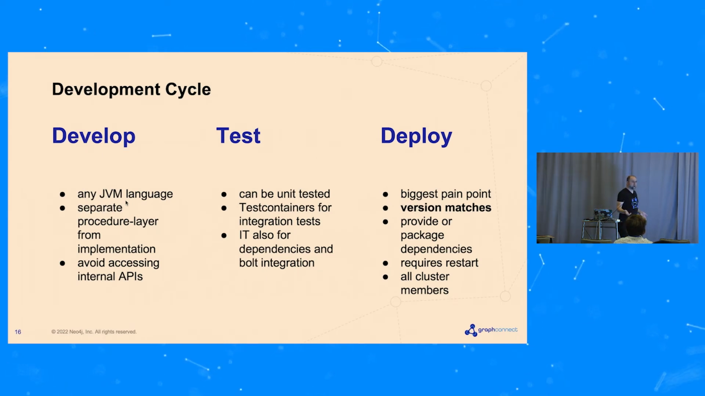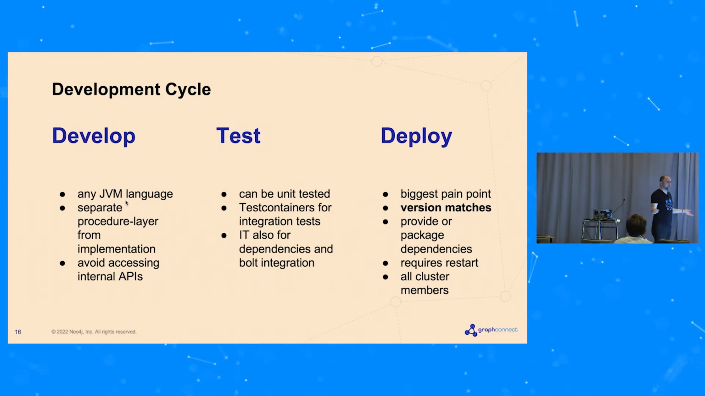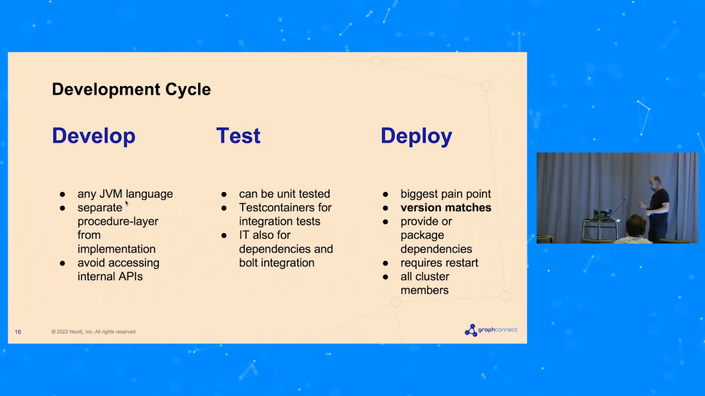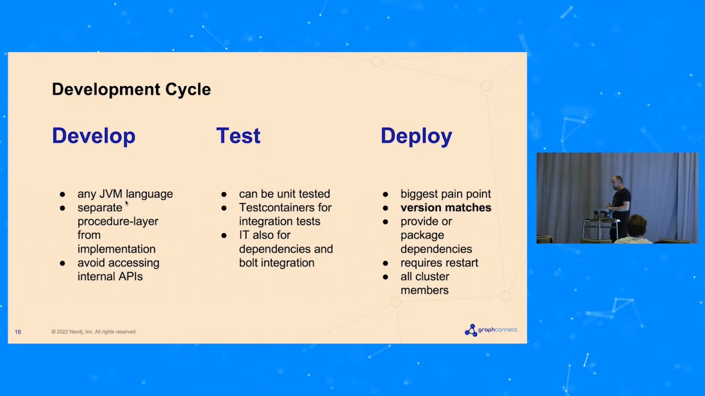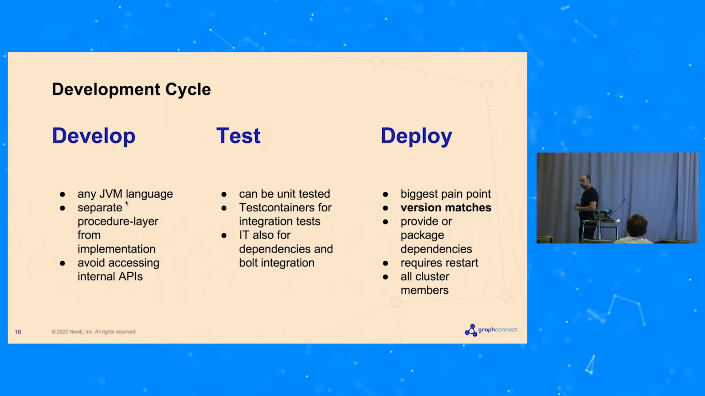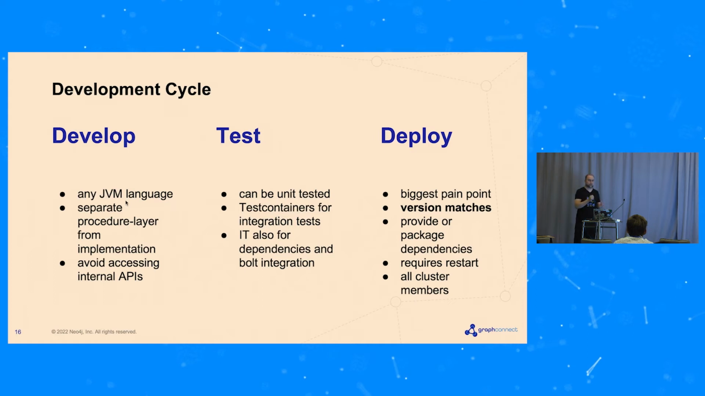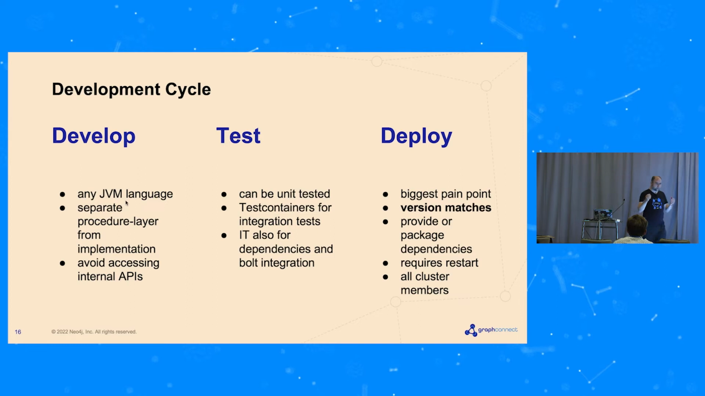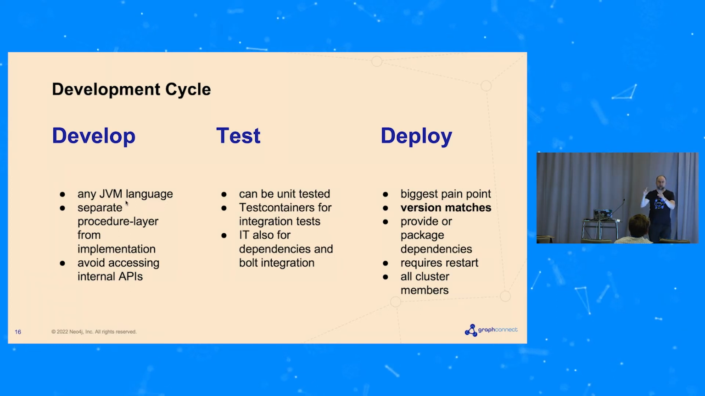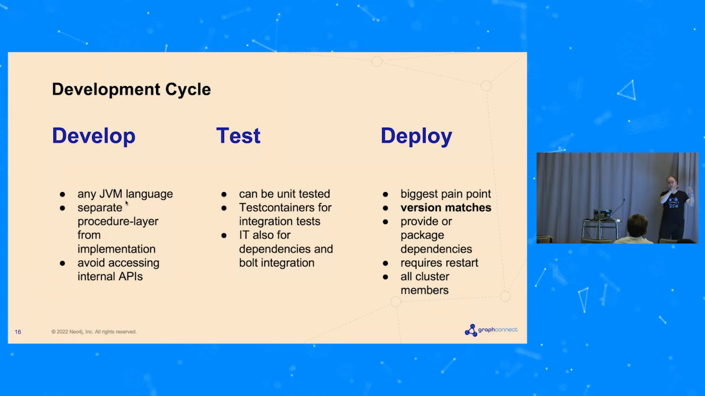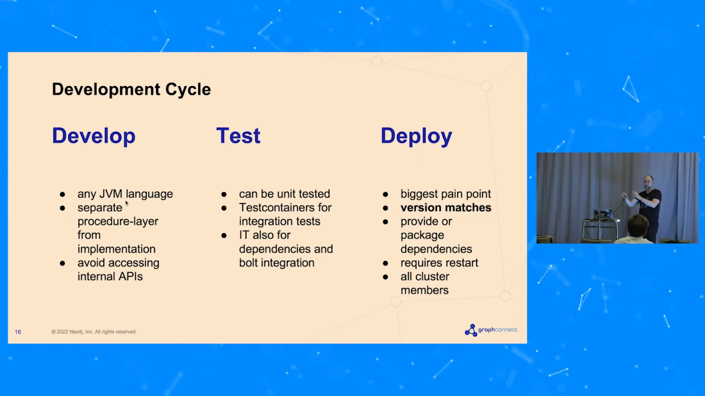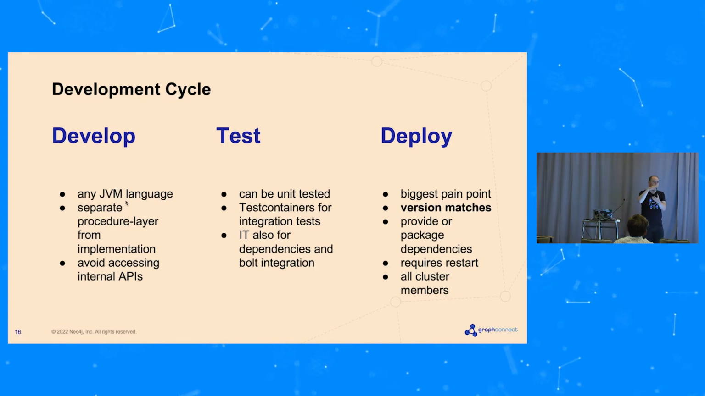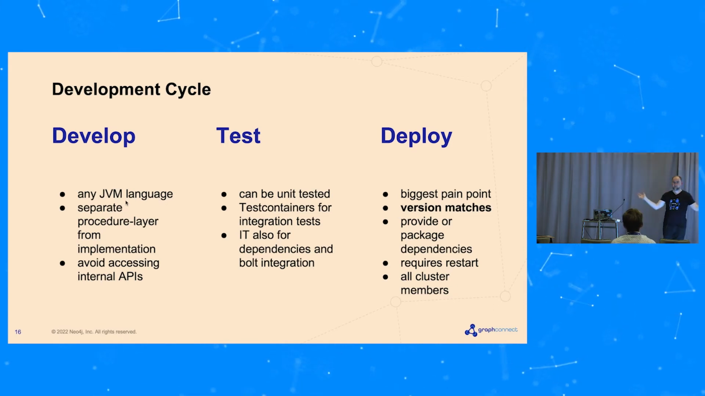And so how would you go about building something like this? You can pick any JVM language, say Java, Kotlin, Scala, Groovy, or other languages as well. In general, I recommend to actually separate the procedure layer from the implementation. It's basically similar to when you build, let's say, a REST API, that you actually want to separate the code that you put into something like a controller or a service from the underlying code that actually does the computation, which has the nice benefit that you can test your implementation completely independent of the procedure surface.